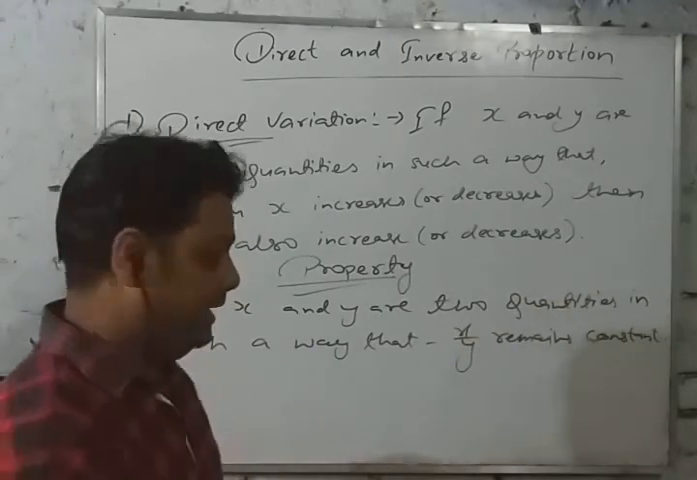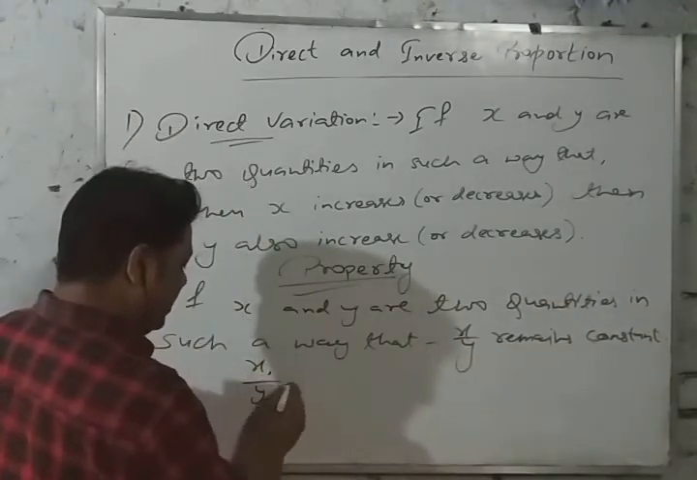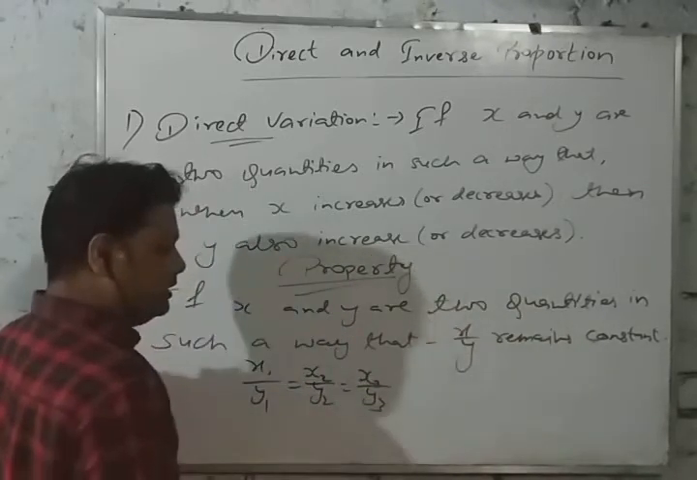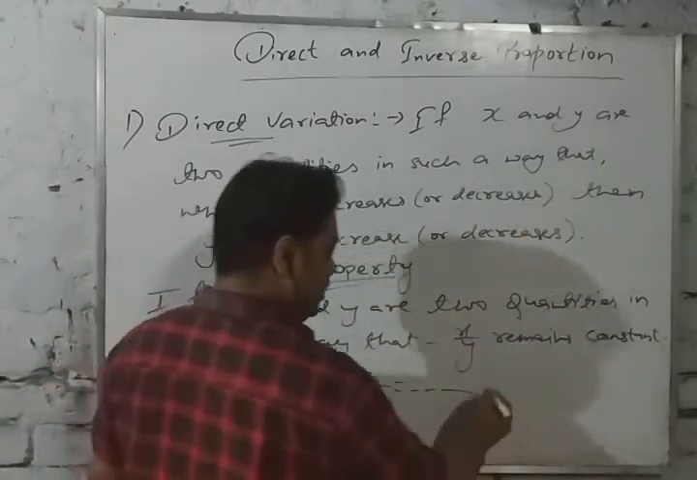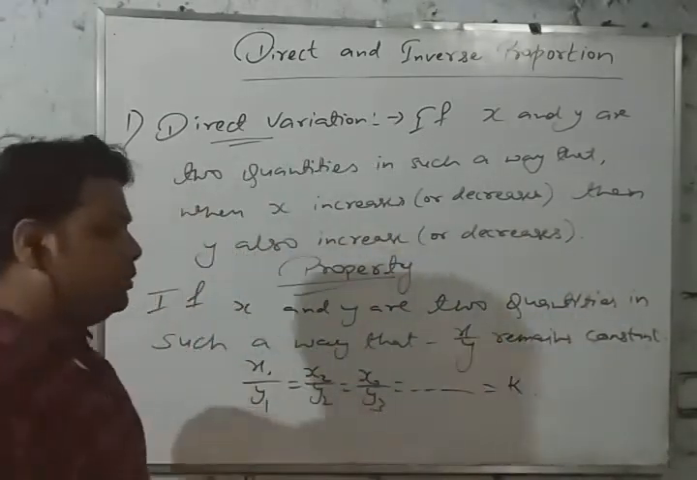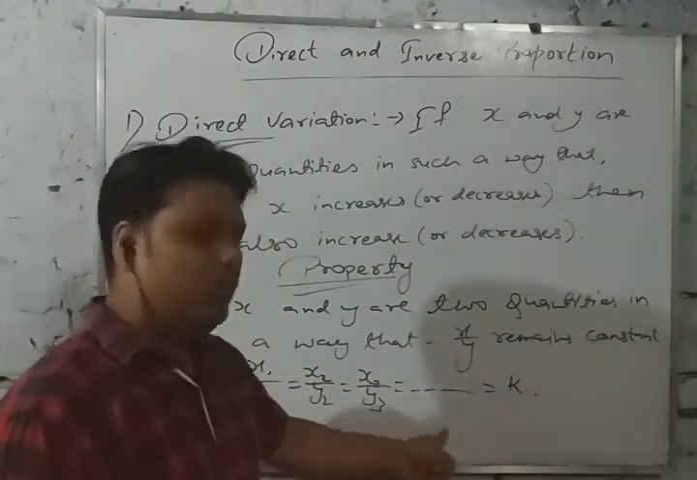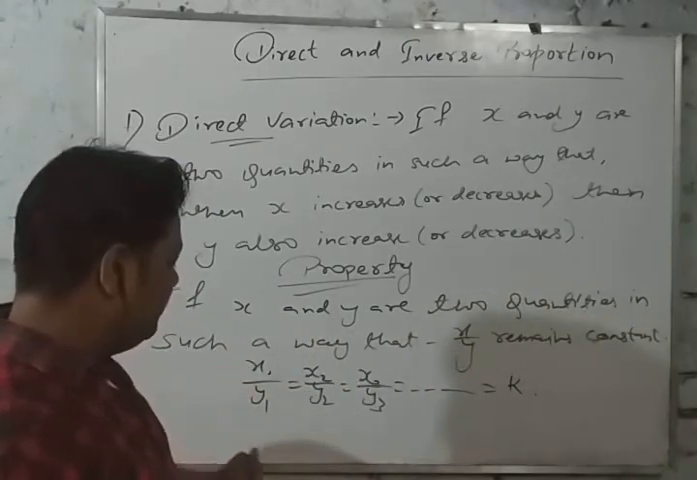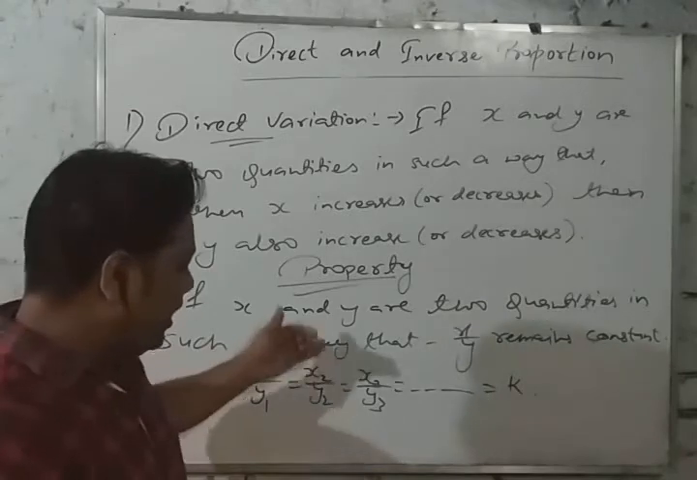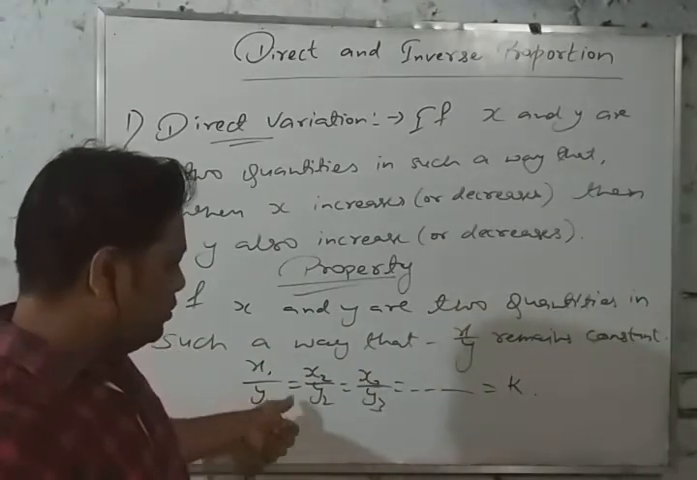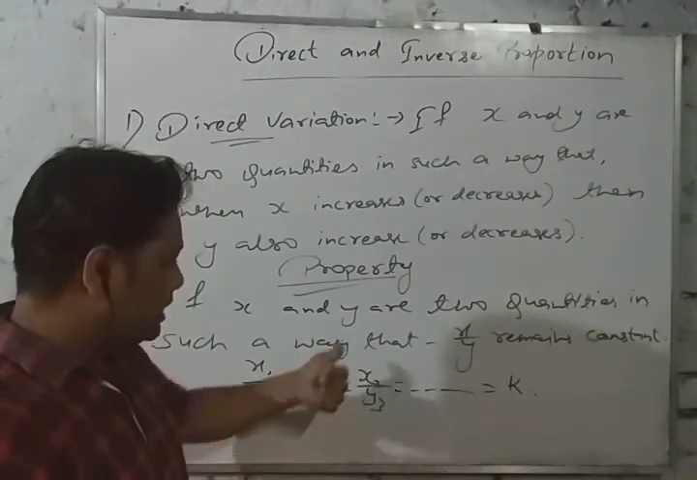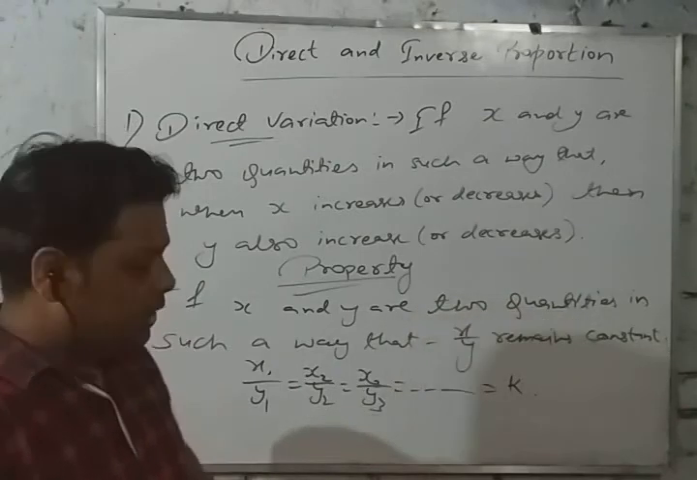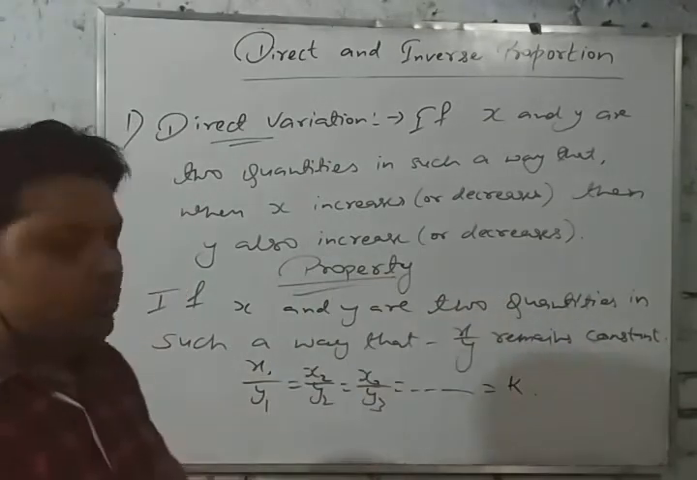If I am taking k, then x1 by y1 is equal to x2 by y2 is equal to x3 by y3, and so on, is equal to k. It is always equal to a constant number, that is, all are equivalent to each other. Then it is called the direct variation. So we will discuss some questions based on it to clear our doubts.